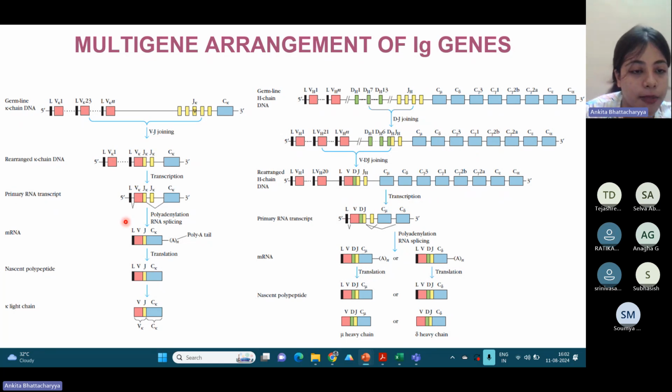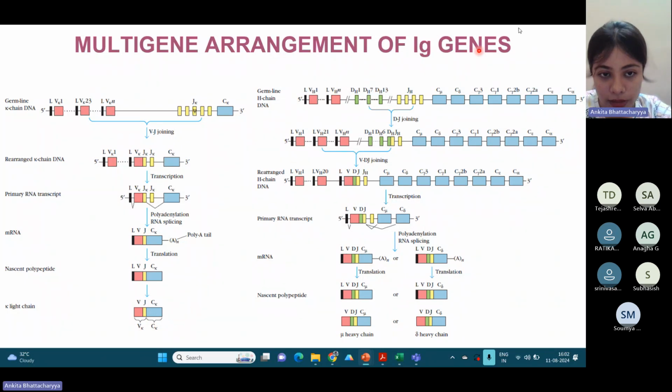Because of RNA splicing, this interrupting region would be removed, but also once VJ recombination has been carried out, anything beyond that J and the next C will also be removed so that the second J region does not recombine and does not become a part of the final antibody that will be produced. So after polyadenylation, RNA splicing and translation, the nascent polypeptide carries this leader peptide as well. And finally, the kappa light chain will be made up of V, J, and C, with the variable and constant regions that we are familiar with.